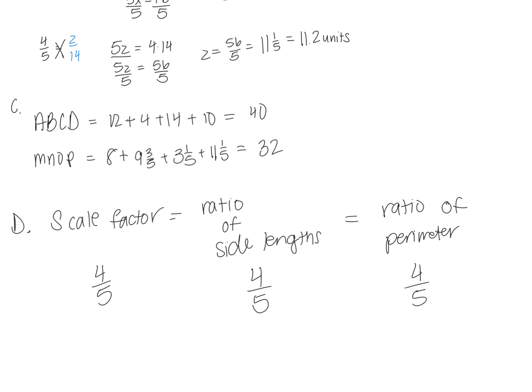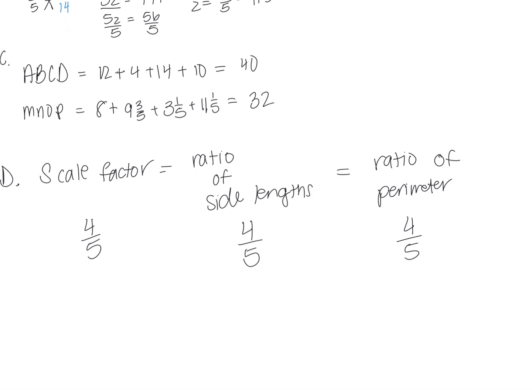If I didn't know what ratio of my perimeter was, if I couldn't figure it out, you're going to take the perimeters. The right one first, over the left one, and you're going to simplify these. If you simplify them correctly, using 8, you would get 4 over 5.